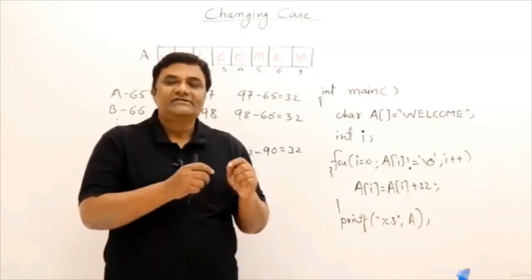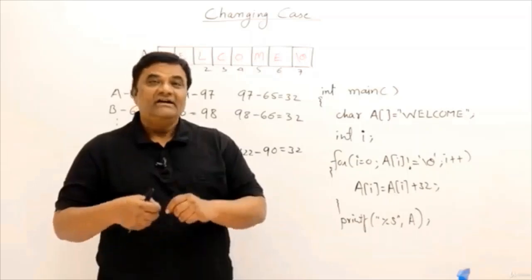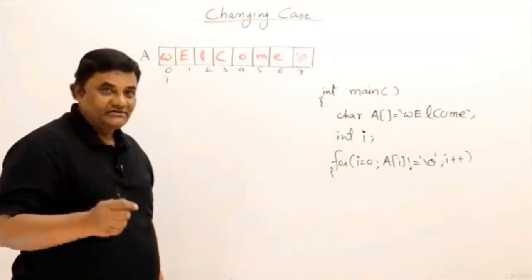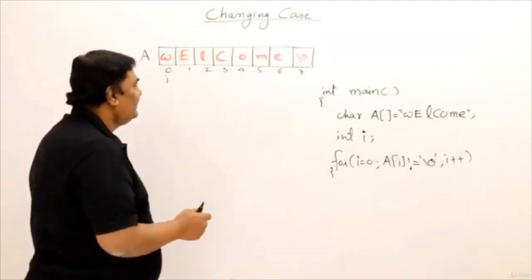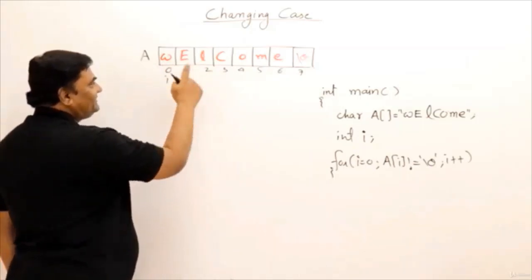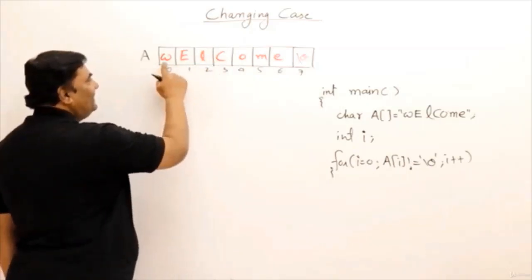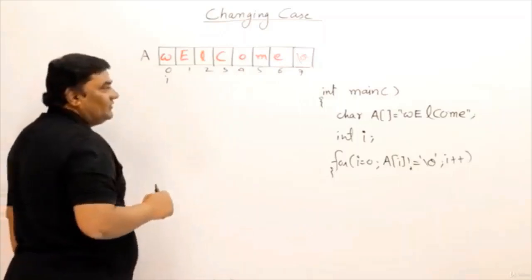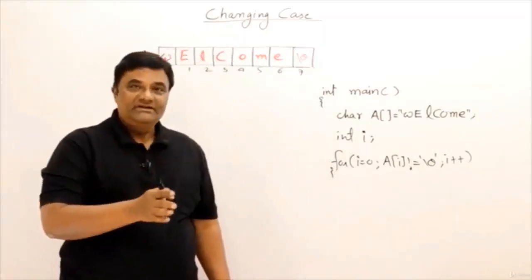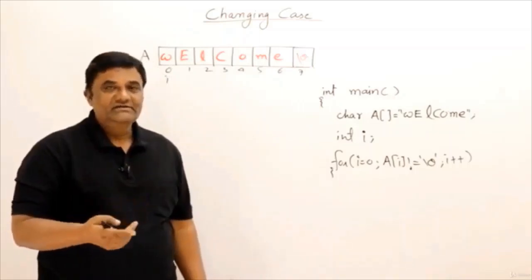Toggle the case means if it is lowercase, I'll change it to uppercase. If it is uppercase, I will change it to lowercase. So let us look at how to toggle the cases of alphabets in a string. I have these alphabets, some are in lowercase and some are in uppercase, like E and C are in uppercase, the rest of them are in lowercase. Whichever are in lowercase, I will change into uppercase, and uppercase to lowercase.